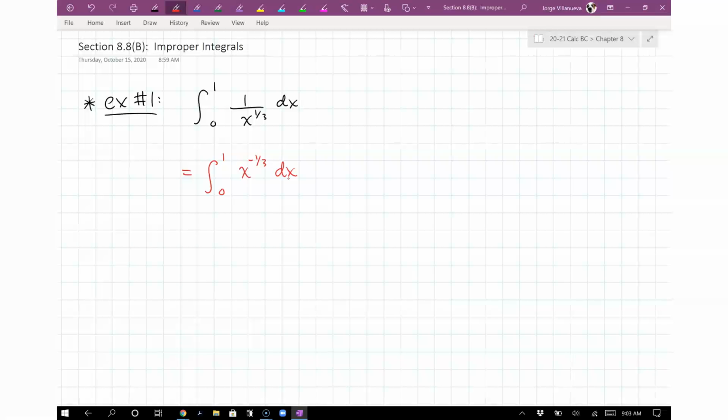Whenever you do integration, you have to ask yourself, does this function, 1 over x to the 1/3, exist between 0 and 1? Is there a nice continuous function between 0 and 1? If I were to plug in a 0 and plug in a 1, would it work? If you plug in a 0, this thing breaks apart, because you're dividing by 0. So that's a bad thing for us.